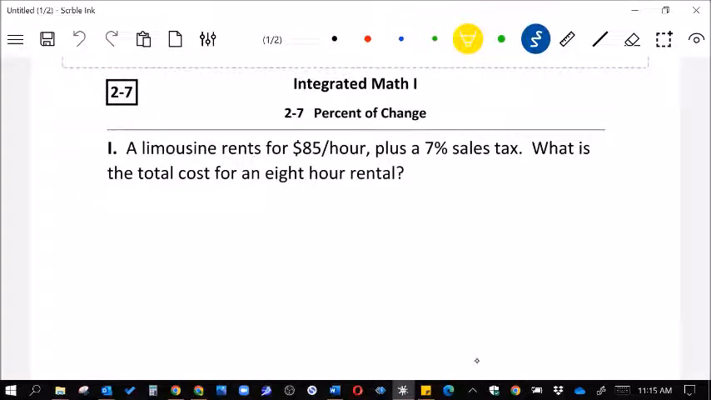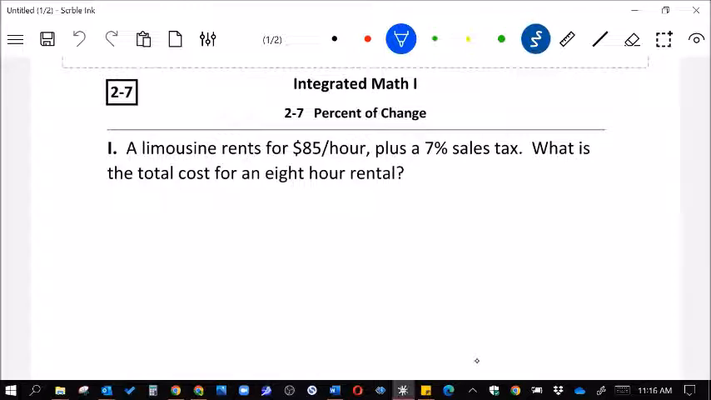Welcome. Let's take a look at percent of change problems. A couple of them here that we'll look at how they're done. A limousine rents for $85 an hour plus a 7% sales tax. What's the total cost for an 8-hour rental?